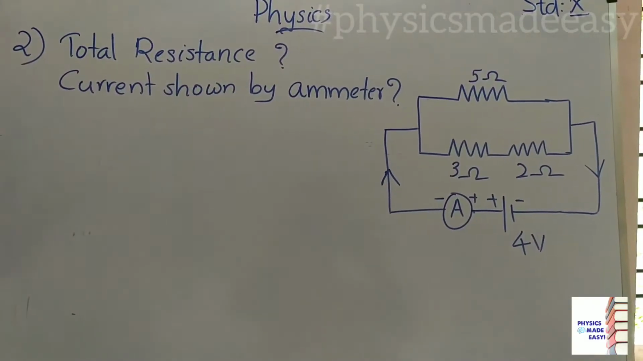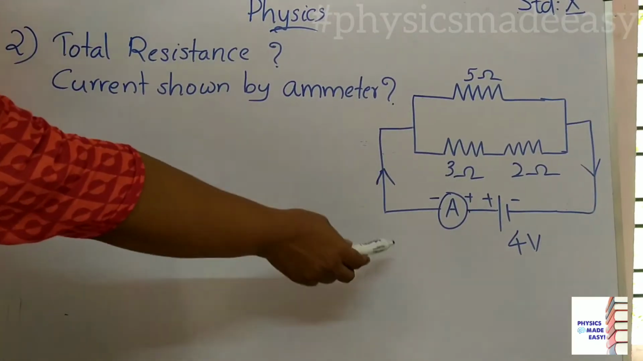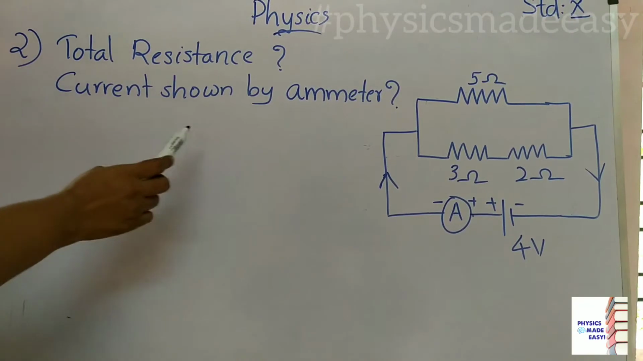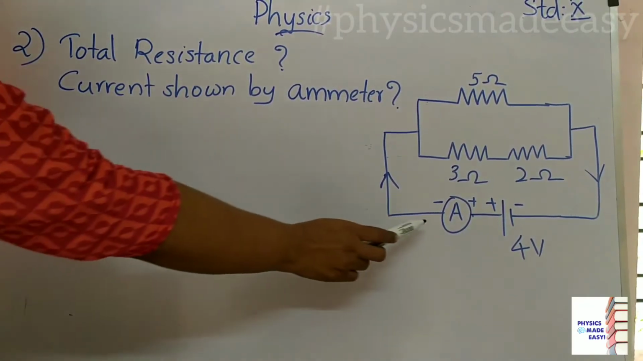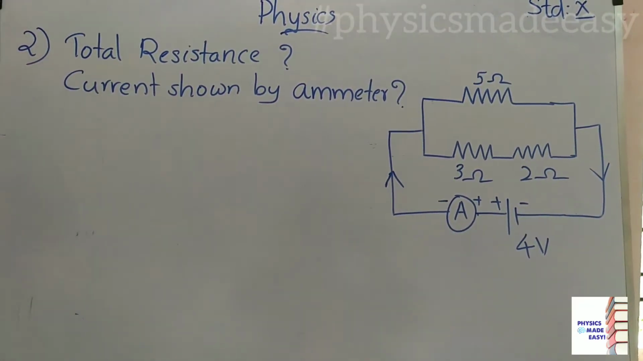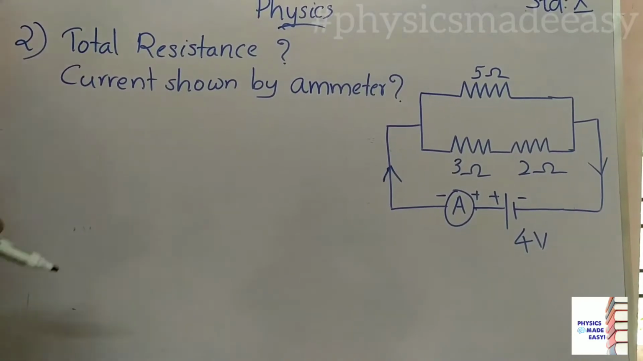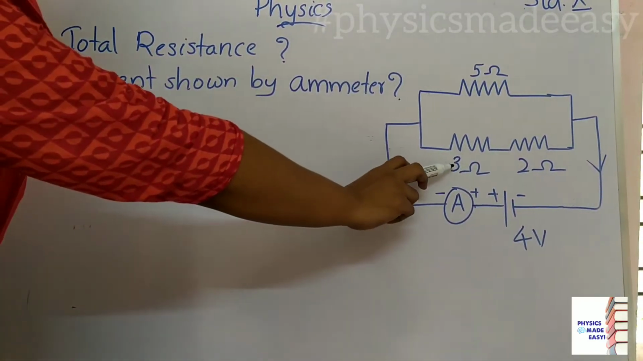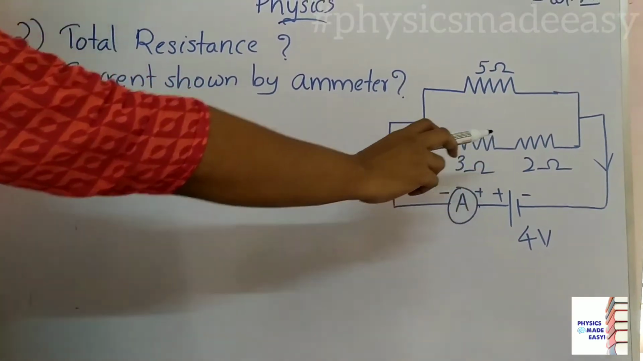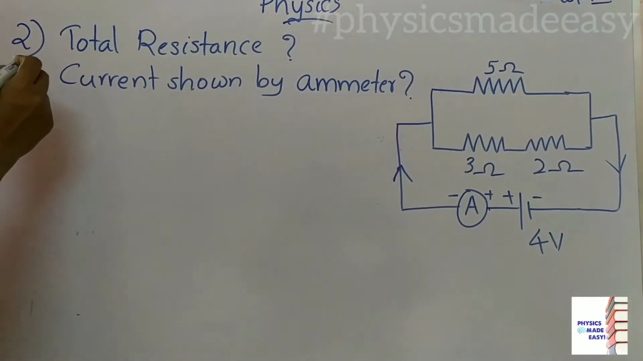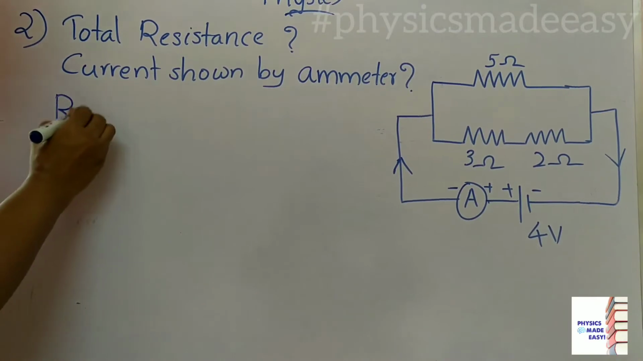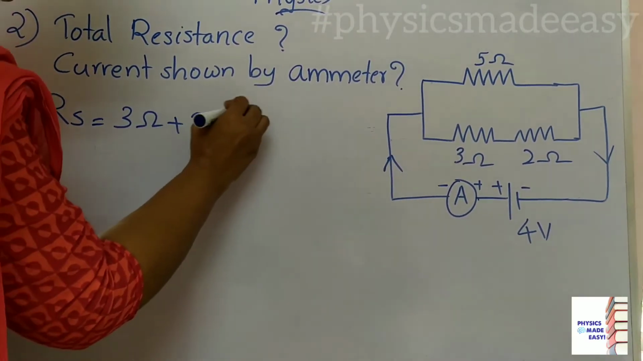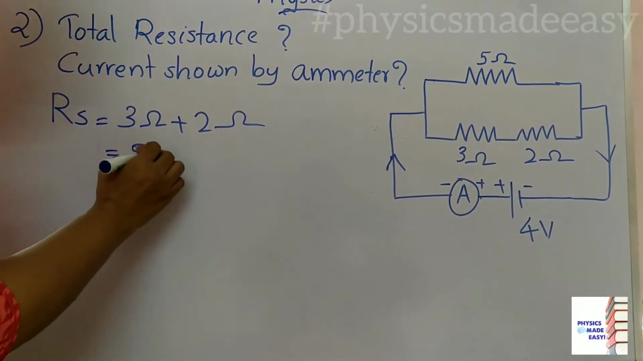Listen children, here you can see a circuit diagram. From this you have to find the total resistance in the circuit and the current shown by this ammeter. How to find? So first we have to find the total resistance. Here you can see this 3 ohm resistance and 2 ohm resistance both are connected in series. So here we can find Rs is equal to 3 ohm plus 2 ohm. You will get this as 5 ohm.